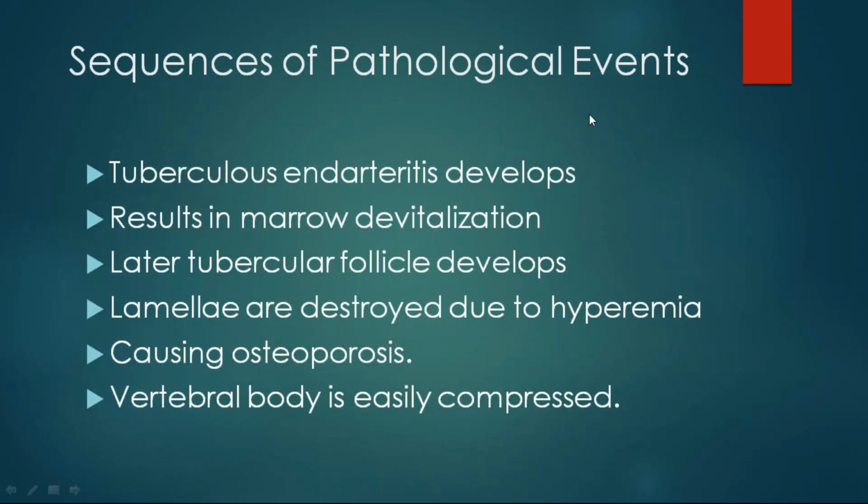For your information, Pott spine can be given as an essay, or some parts of it can be given as a 4-mark or 2-mark question. So, the sequence of pathological events: tuberculous endarteritis develops. It results in marrow devitalization, that means it will destroy the marrow. Then there will be follicle development, and the lamellae are destroyed due to hyperemia, which causes osteoporosis, which is weakening of the bone. Due to the weakening of the bone, there will be a compression of the vertebra.